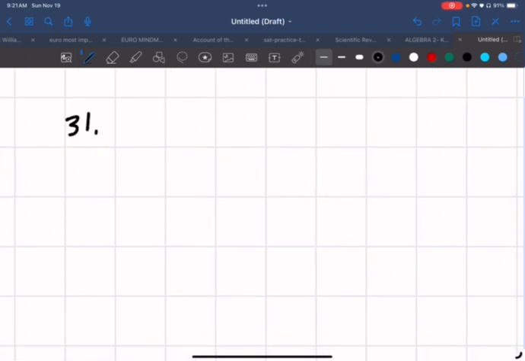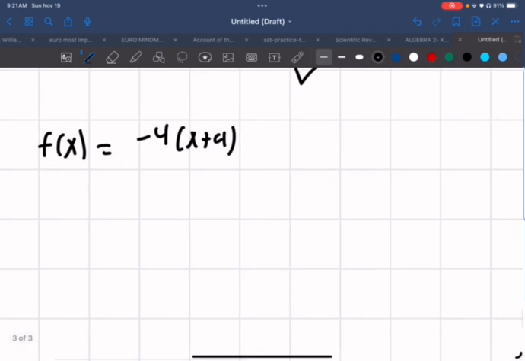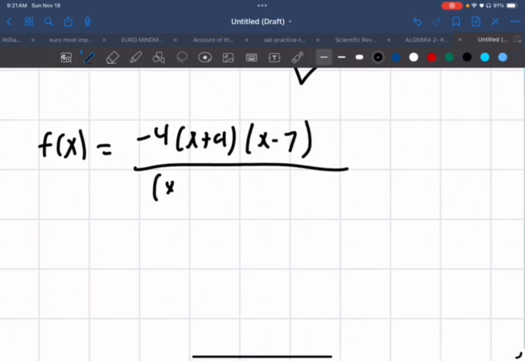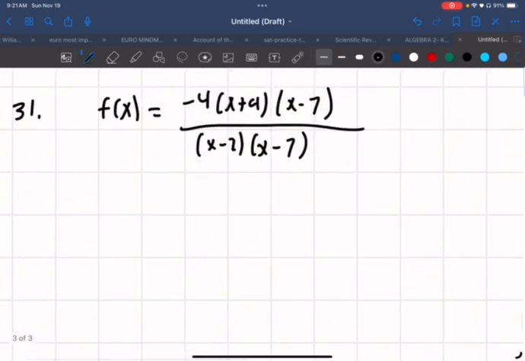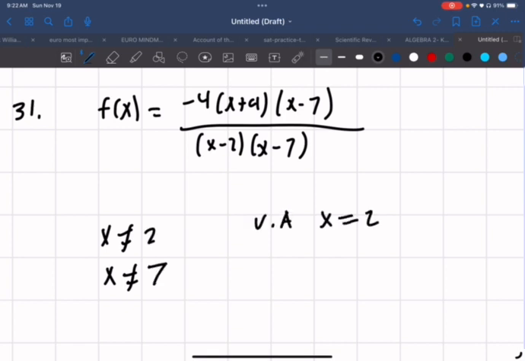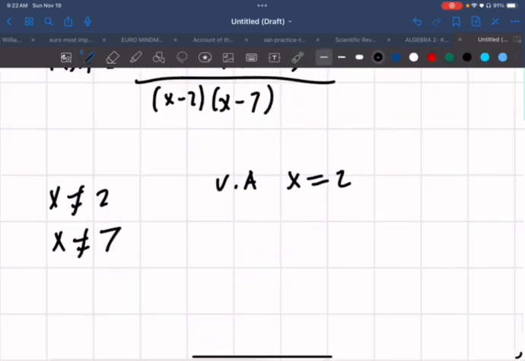Alright, number 31. It's good we didn't do this one earlier because it's something that I struggle with. So, we have f of x equals negative 4, x plus 4, x minus 7, over x minus 2, x minus 7. We have to identify any vertical asymptote. So, what would that be? First, we have to realize that there's a hole here. Since these two are the same, we know that x can't be 2 or 7. So, the vertical asymptote would be x equals 2. But since there's a hole here, x equals 7 would not be a vertical asymptote, it would be a hole.